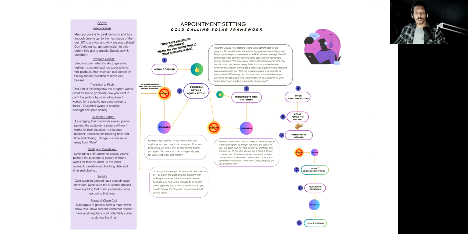Then number 5, we're going to recap and build the bridge. So leveraging their customer avatar, you've painted the picture of how it worked for a customer in their situation. In this peak moment, transition into booking, date, time, and closing, right? Basically, building a bridge is a new route away from pain.